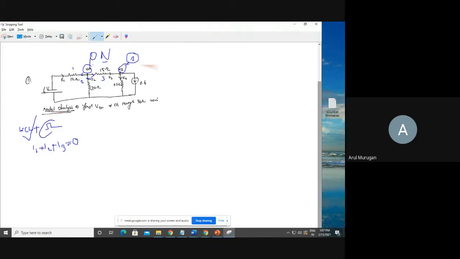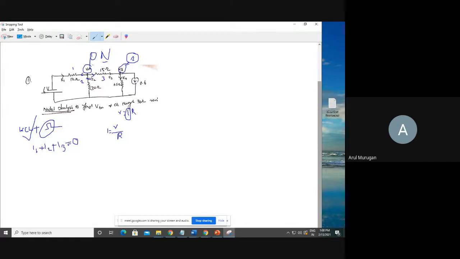Then what is Ohm's law? I need I equal to what? Ohm's law: V is equal to I into R. If I need the I value, it is V divided by R. Now you can write I1 as V by R, I2 as V by R, and I3 as V by R.